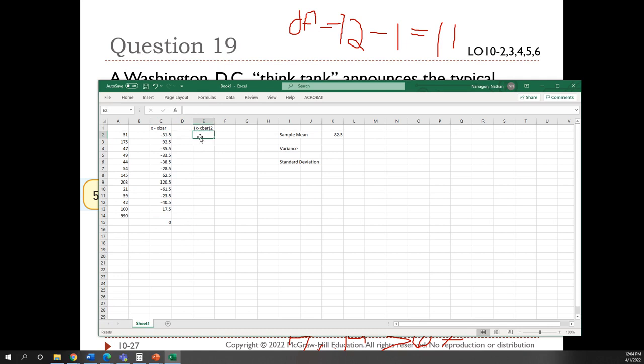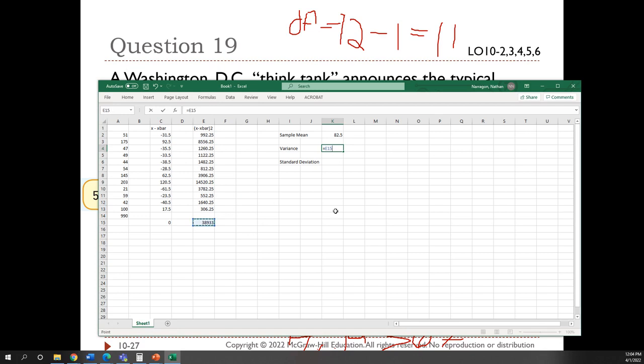All right. Next, we need to square these. So, equal that times itself. That will get us our squares. Calculate. And again, we're going to auto sum, because we do need to know the sum for the variance. So formula, auto sum.